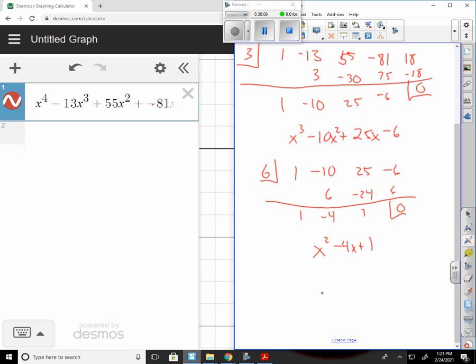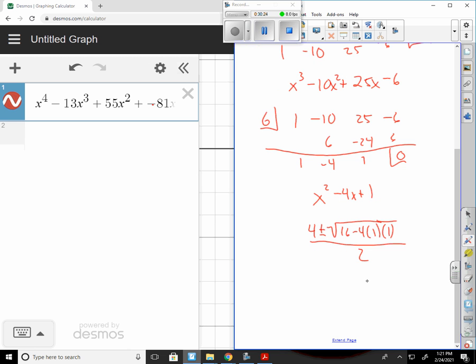Now I can use the quadratic formula. Negative b, that's positive 4. 4 plus or minus the square root of b squared, which is 16, minus 4 times 1 times 1, all over 2. 16 minus 4 is 12. 4 plus or minus the square root of 12. That breaks down to 2 root 3 over 2. You divide all this by 2 just to make the numbers I'm putting in the calculator simple. It's going to be 2 plus or minus the square root of 3.